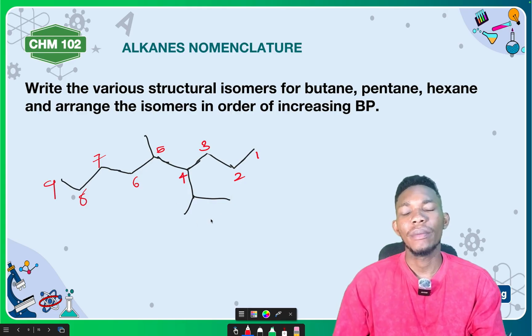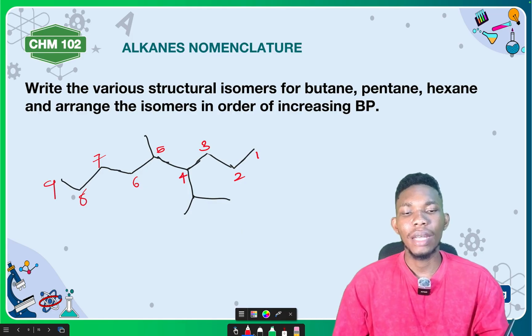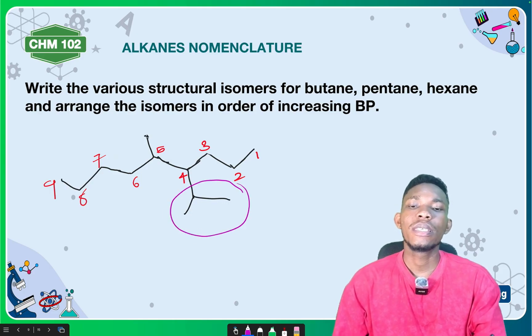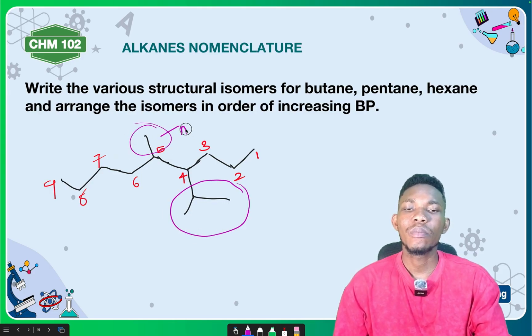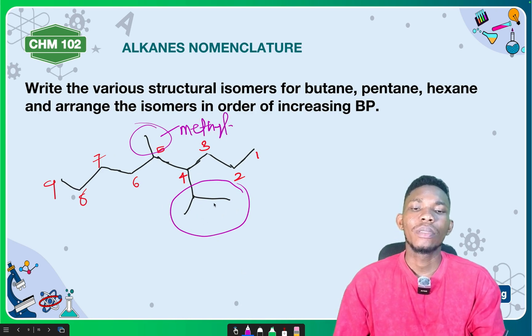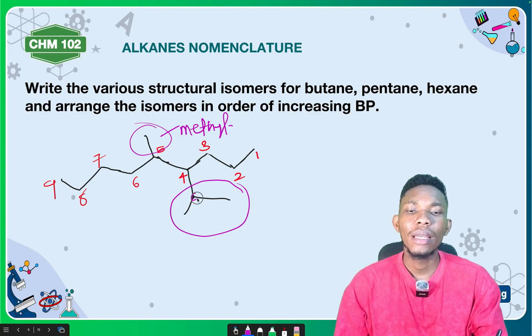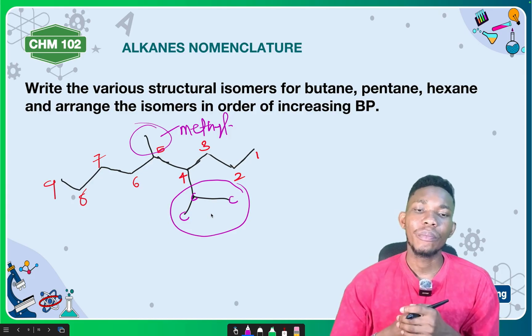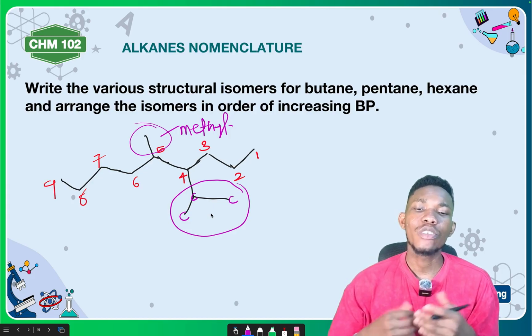Now, you discover that for this particular one, inside this branch, this is like a substituent. If you now take that numbering system, this is another substituent. What substituent is this? Methyl substituent. What about this one? Now, this substituent, as you can see, it has a carbon here. It has another carbon here. It has another carbon here. You can call it isopropyl. Are you getting it?